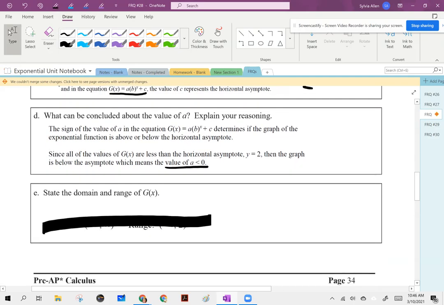All right, on E, state the domain and range. Okay. Hopefully you are getting really good at domain and range, and please address any questions.